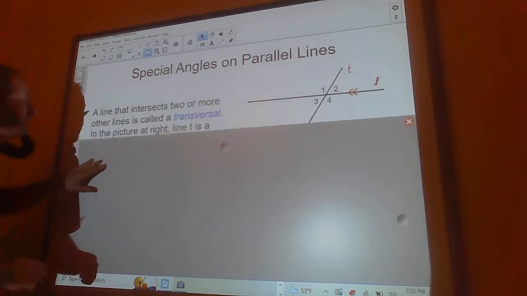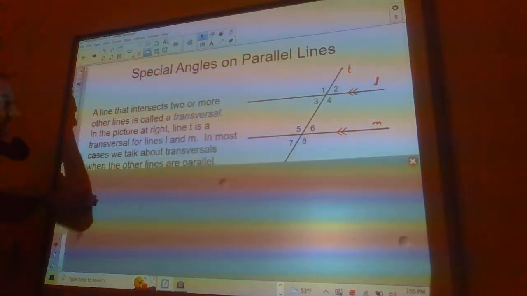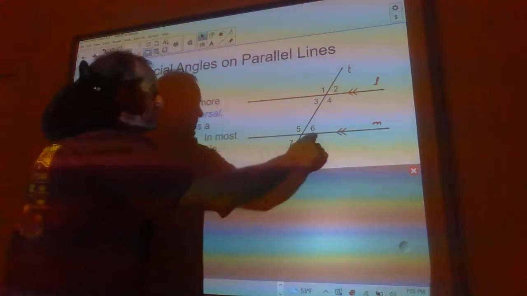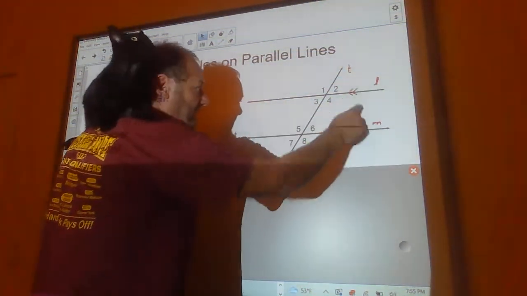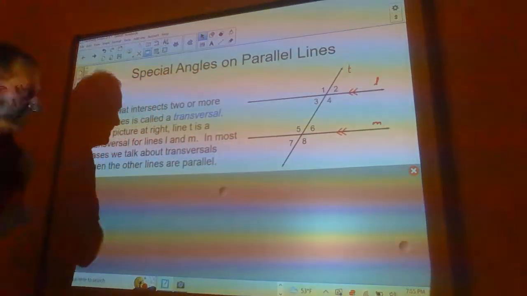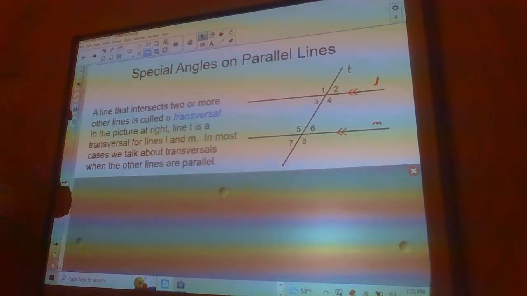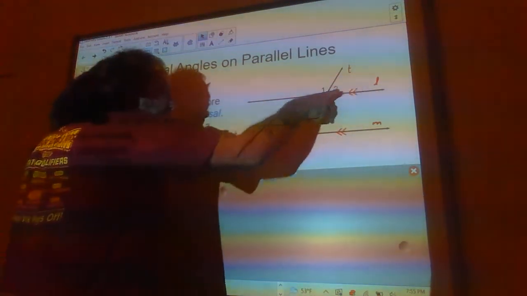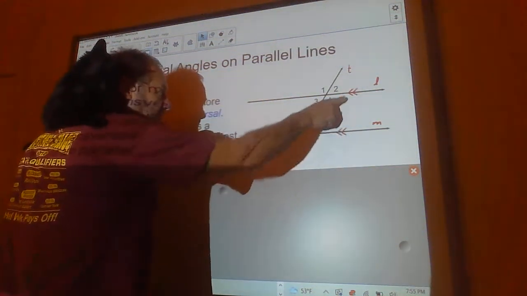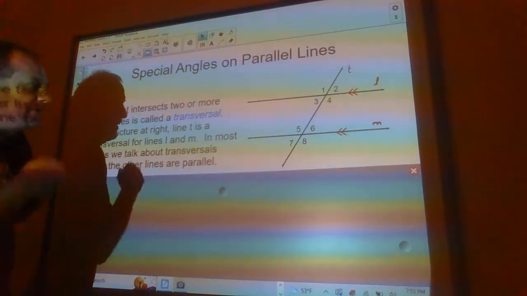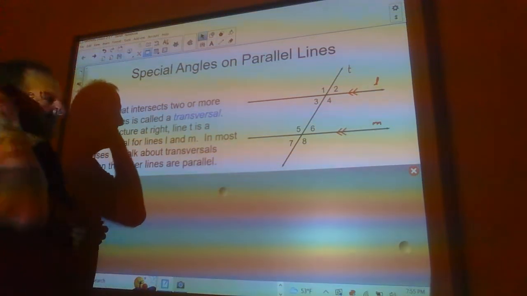Okay, so a line that intersects two or more other lines is called a transversal. So here I have two lines, line L and line M, and this line crossing them, line T, is called a transversal. Most of the time we talk about transversals, these two lines, L and M, are parallel, and they are in this case. You can see because they got the parallel line marks on there, and it forms 8 angles.